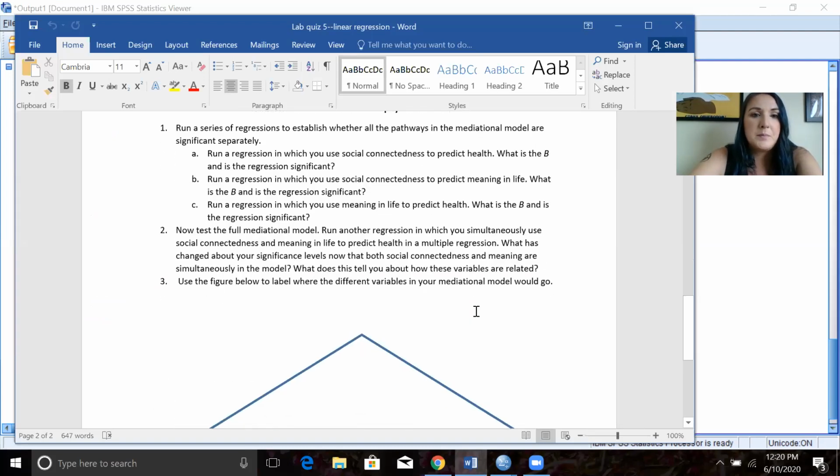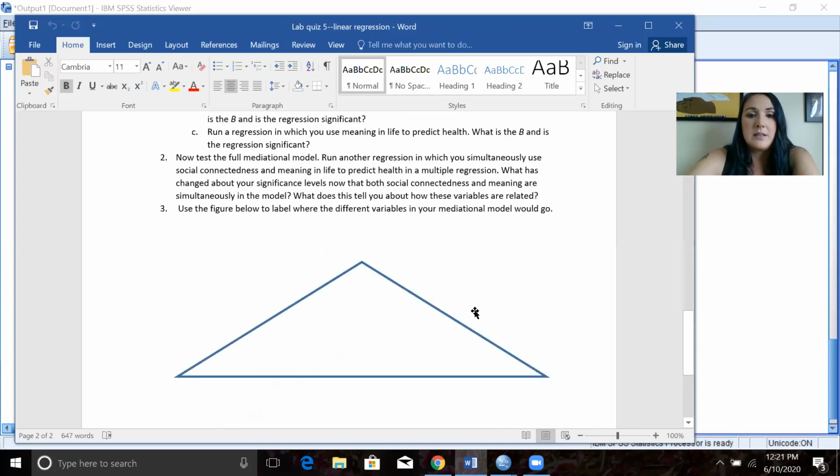So first off, run a series of regressions to establish whether all the pathways in the mediational model are significant separately. So this is what you do before you run the mediational analysis to ensure that all of the criteria for a mediation are present. Basically what that means is that for a mediation to be possible, all of the factors in the mediational model need to be related to each other.